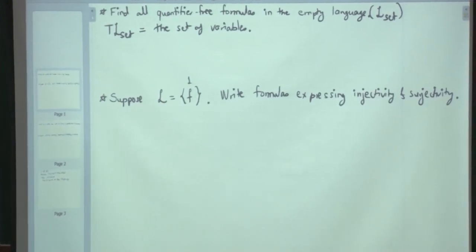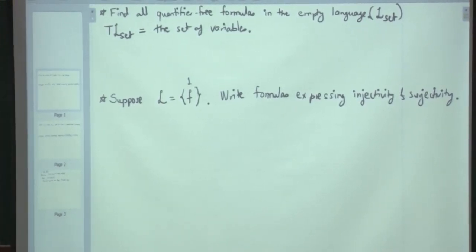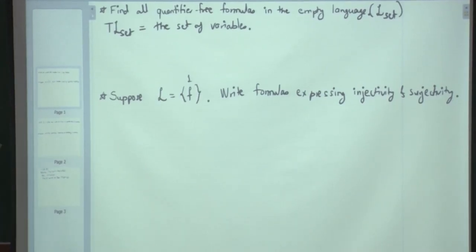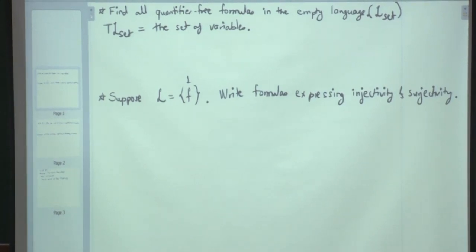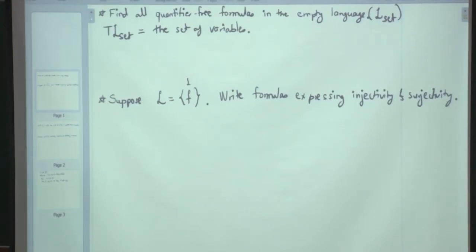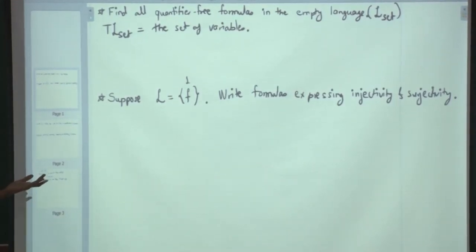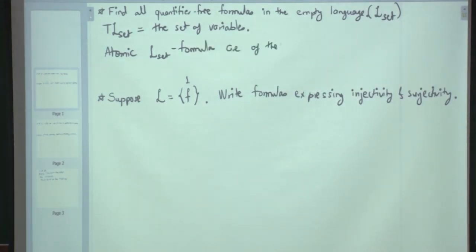What is F1? F1 is about relation symbols. But are there any relation symbols in this language? No. So then F1 prime is about equality. So with equality we can equate two terms. So what are terms? Right. So atomic L set formulas are of the form x_i equal to x_j, and that's all. Nothing else can be done.